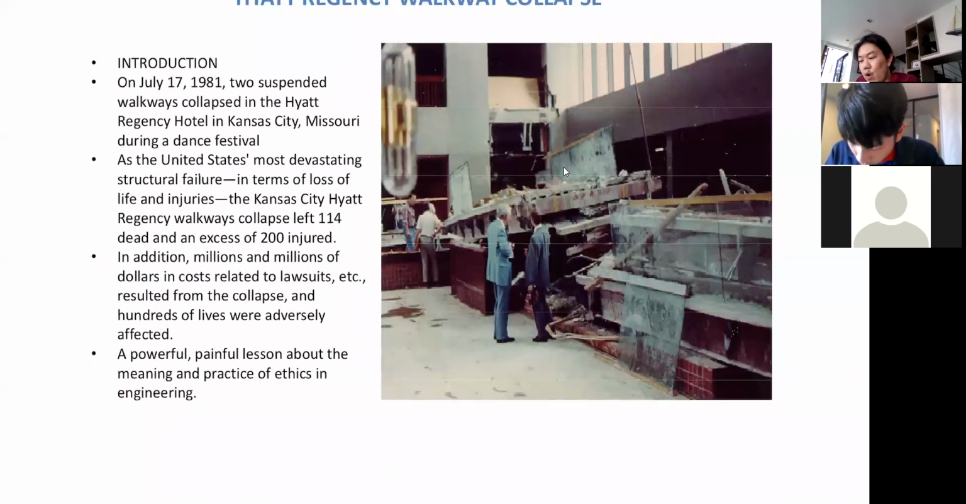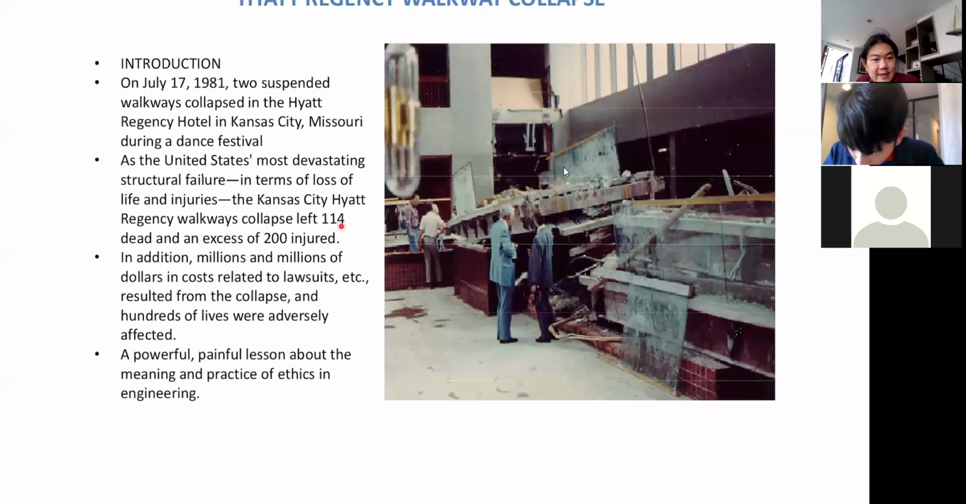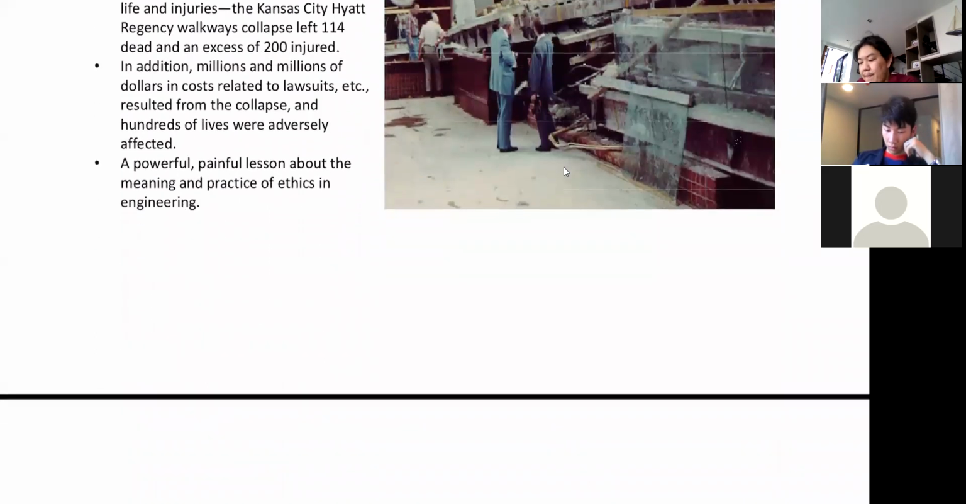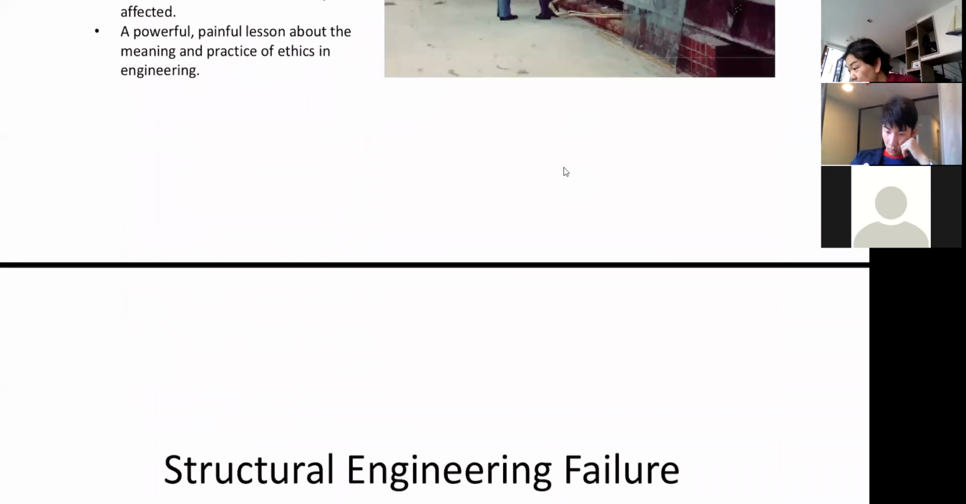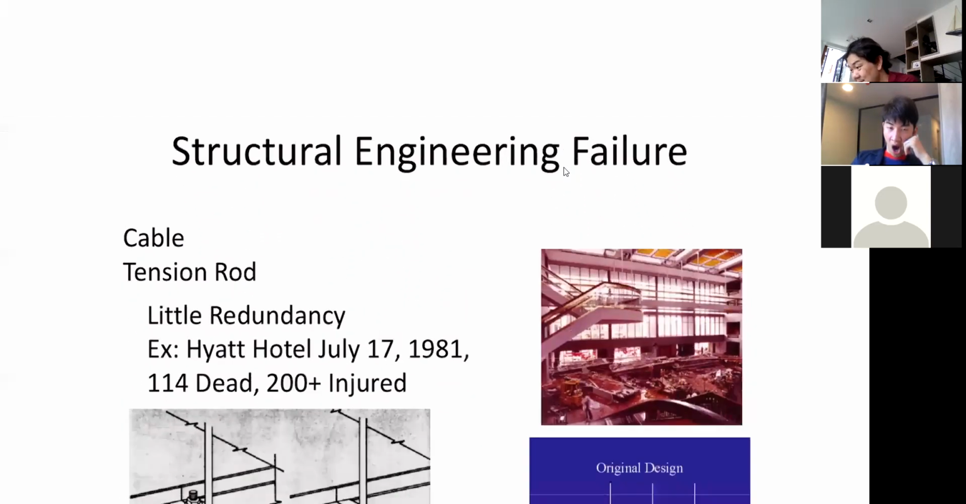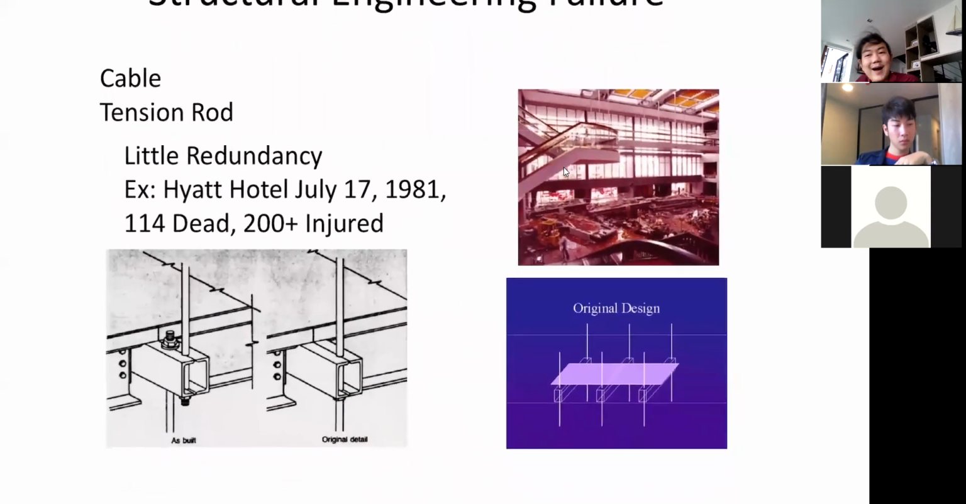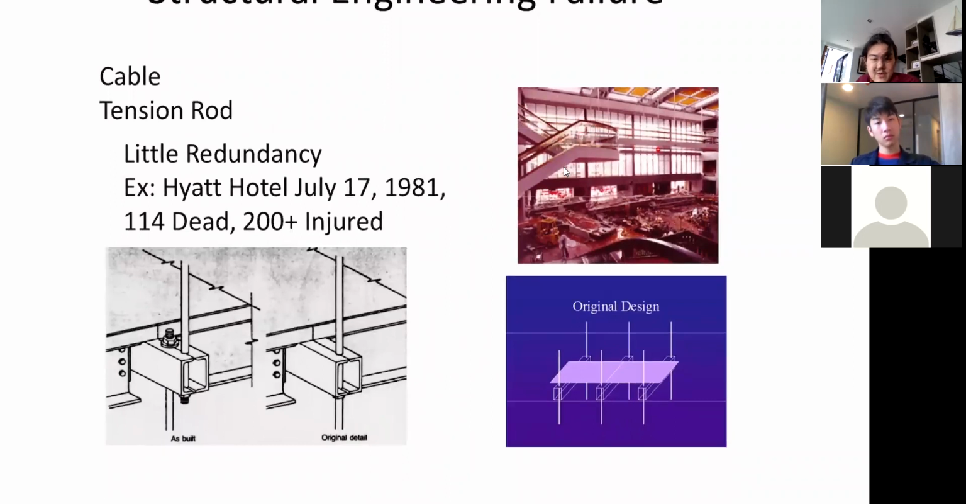See, 114 dead, more than 200 injured. This is the collapse of the walkway in the hotel. It's a walkway, yes, and they had a party on it, so the load was full. And then the cable here just ruptured, so the whole walkway just fell down.